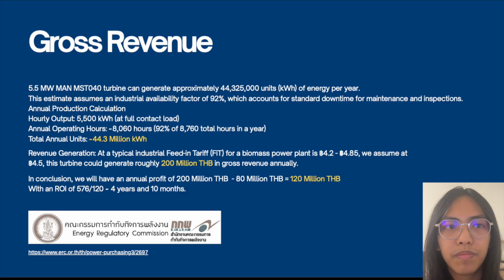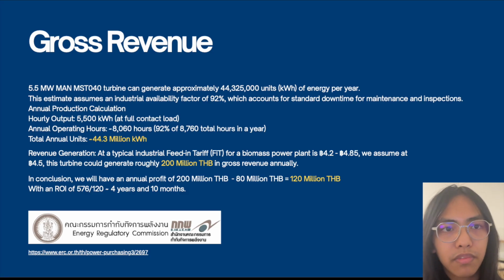For the gross revenue, our 5.5 megawatt MAN MST040 turbine can generate approximately 44.325 million units of energy per year. The estimate assumes an industrial availability factor of 92%, which accounts for standard downtime for maintenance and inspection. The annual production calculation is an hourly output of 5,500 kilowatt hours at full contract load, of course, and annual operating hours of 8,060 hours, 92% of the whole year. So the total annual output is 44.3 million kilowatt hours.